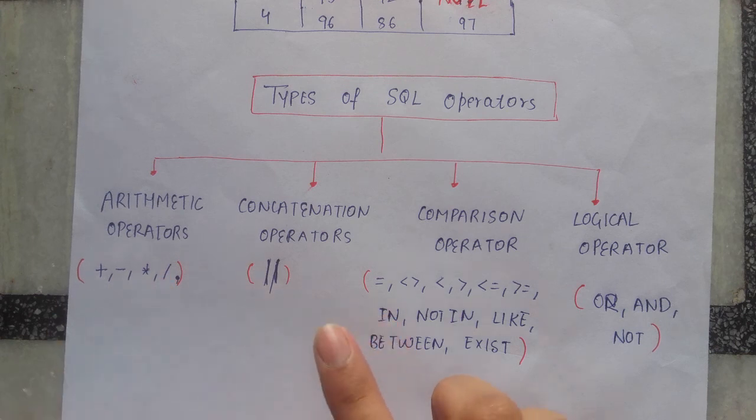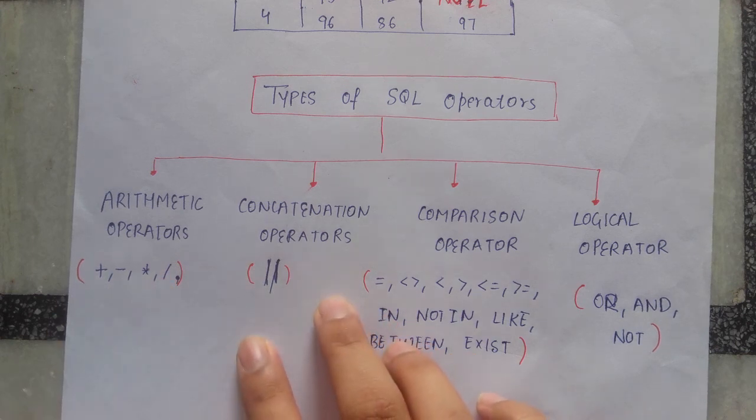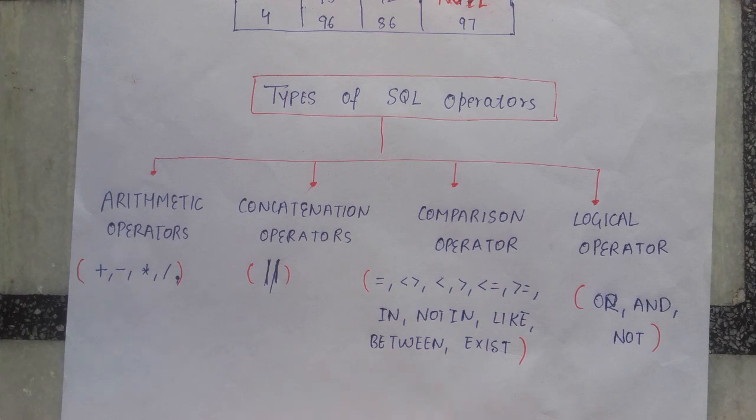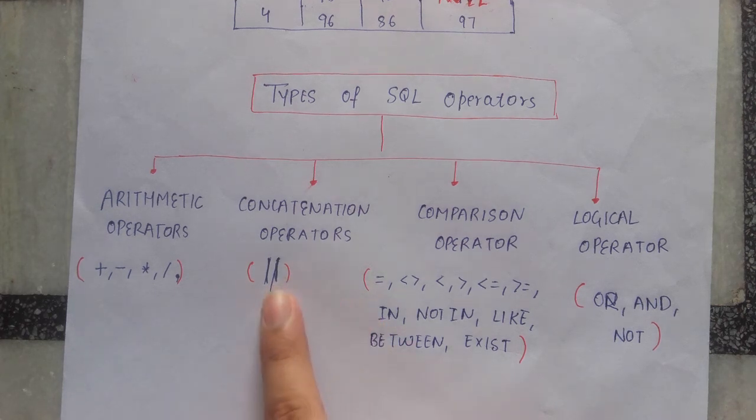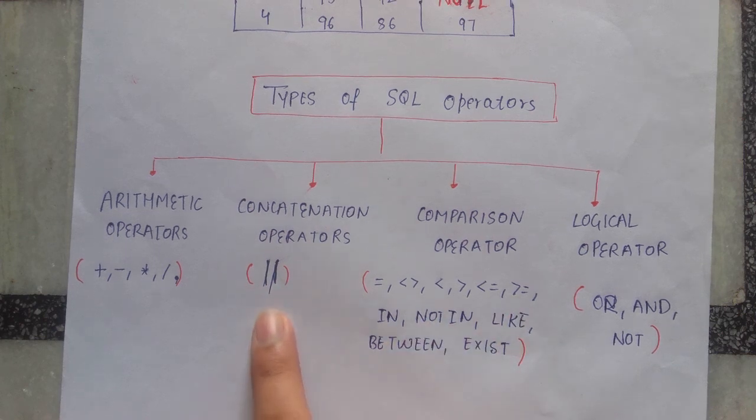Next is the concatenation operator. It is used to concatenate. As I told you, if a table consists of a first name and a last name, and we want to concatenate both columns and see the full name of the student, in that case we will use this concatenation operator. It is two straight lines. So this is the concatenation operator.